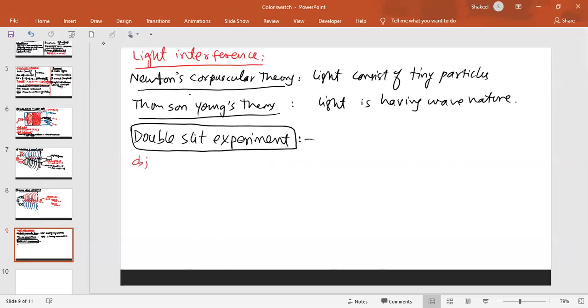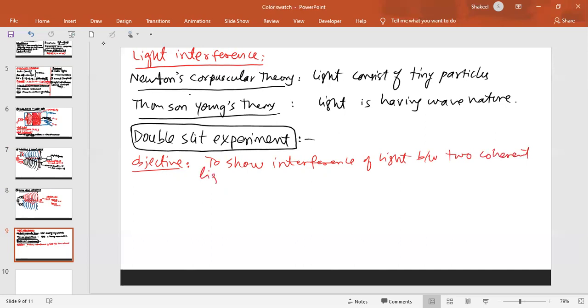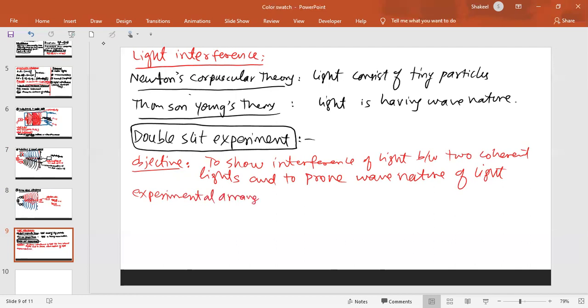What was the objective of this experiment? The objective was to show interference of light between two coherent lights and to prove the wave nature of light. That was the goal. Now let's look at the experimental arrangement. What things did he use to prove this?